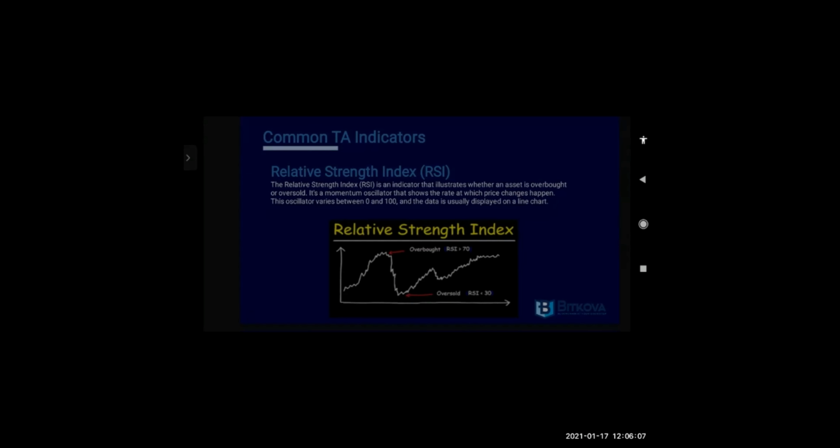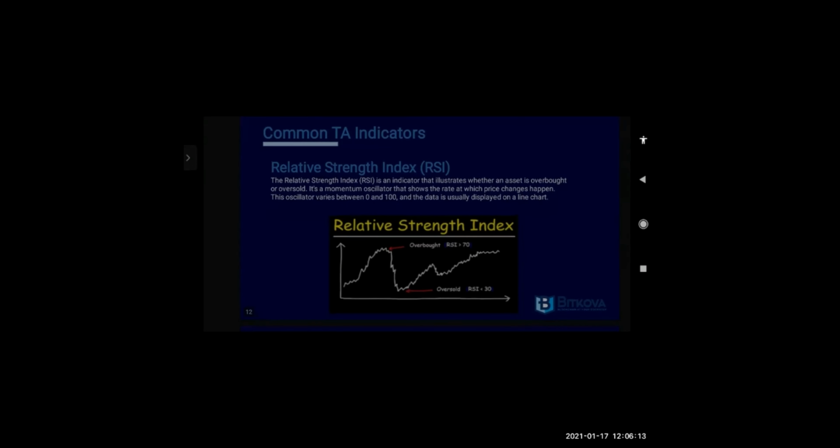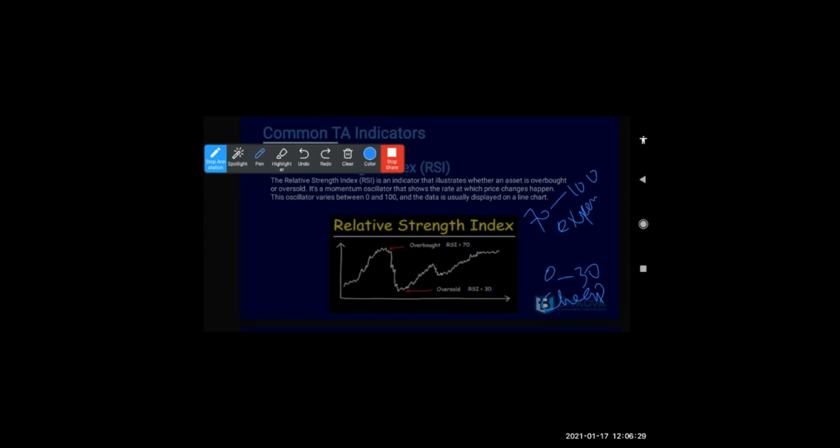So the reading is calibrated from 0 to 100. So from 0 to 30, this is cheap. It is cheap. Okay? And from 70 to 100, the item is expensive. So this is what the tool tells us. So whenever the indicator is down below 30, we buy. And whenever it is above 70, we look for opportunities to sell that particular asset.